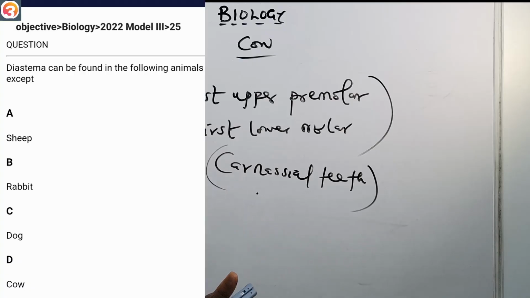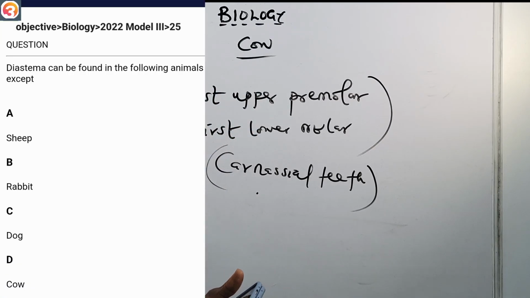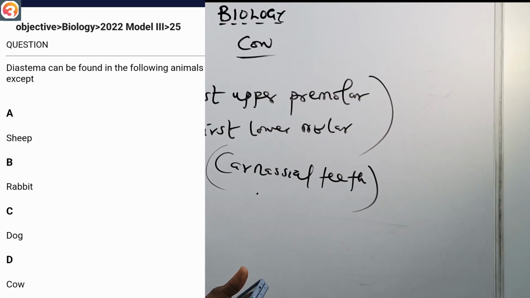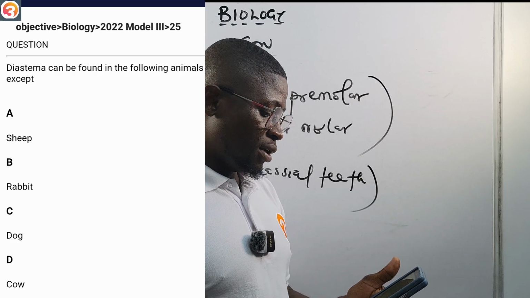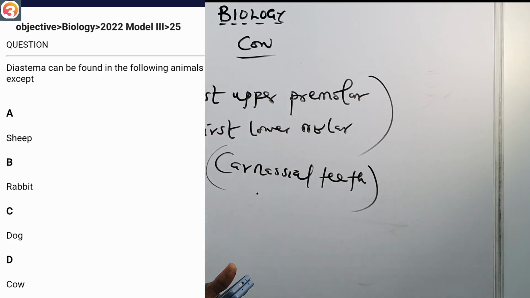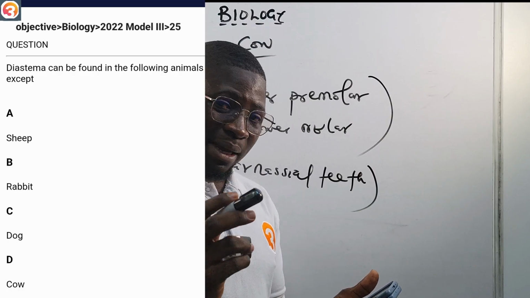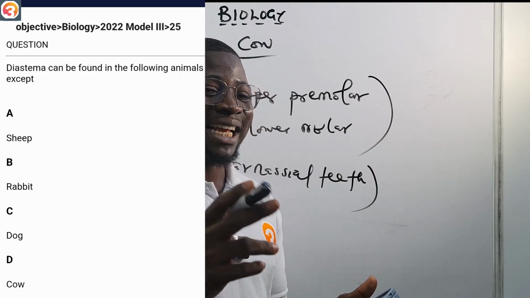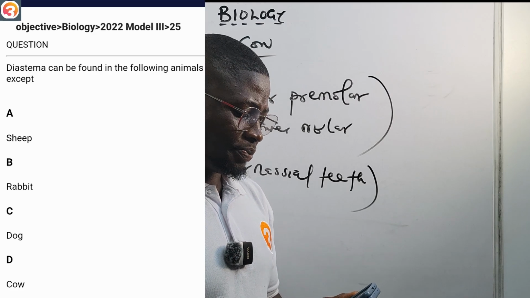2022 number 25 says diastema can be found in the following animals except. Diastema is usually found in herbivores. A says sheep, B says rabbit, C says dog, D says cow. The correct answer there is option C. Dog does not have diastema. Sheep does, because sheep is an herbivore, rabbit is an herbivore, cow is an herbivore. They are all herbivores and they have diastema.